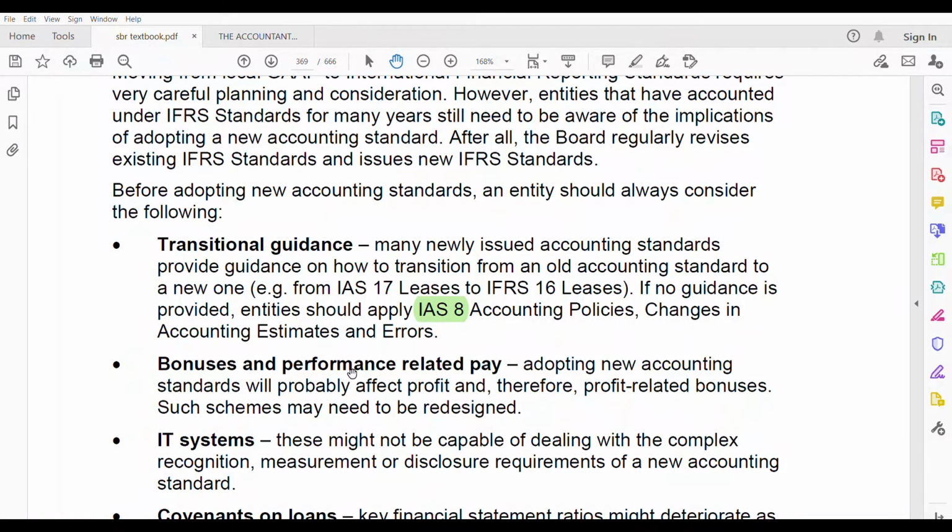Next, bonuses and performance related pay. Adopting new accounting standards will affect profit, and because of that, your bonuses might get affected. That's why such schemes may need to be redesigned. IT system.